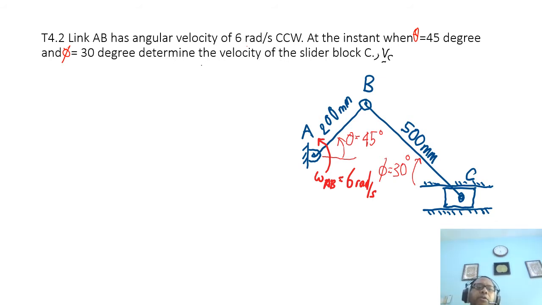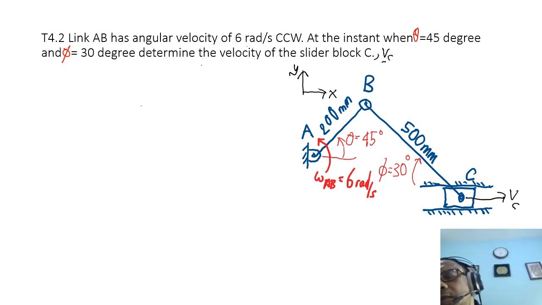Right. So the first thing we'll do, I don't have to write it down, is we draw the coordinate system. So this is our X and Y. The next thing is for us to draw the kinematic diagram. So we know VC is here. Let's say this is VC. We know this is omega BC.